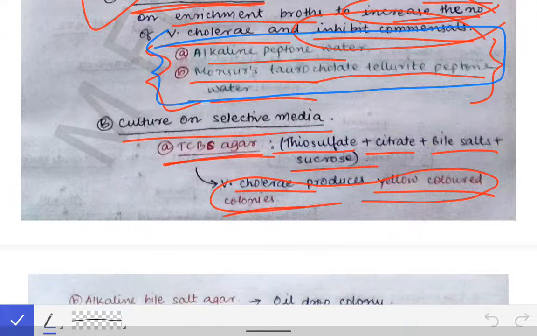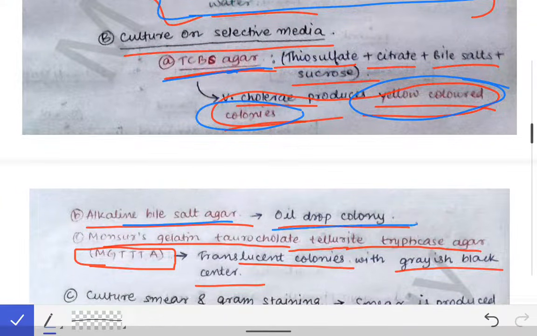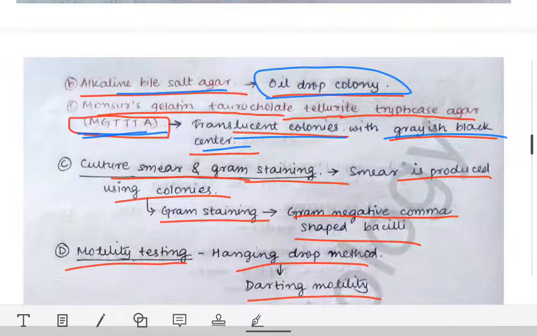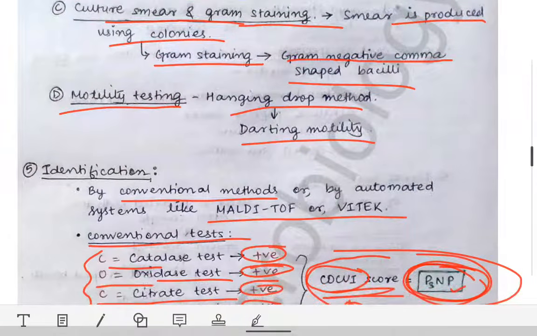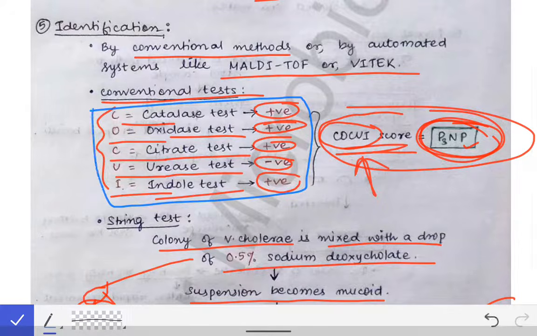The cholera chapter itself is very important, and in the cholera chapter, these points which I am marking with blue pen are very important. These selective media and the color of the colonies are very important to remember. Please remember this, whatever I am marking with blue. And these conventional test results are also very important.